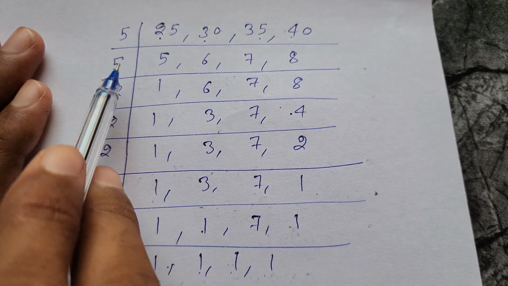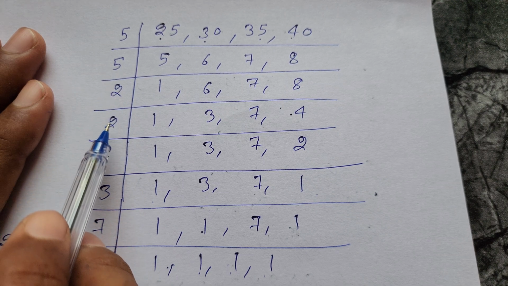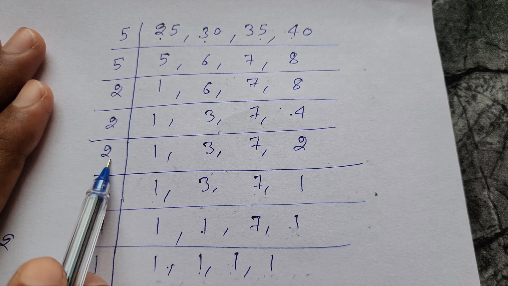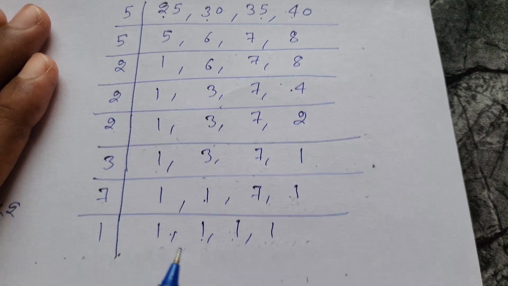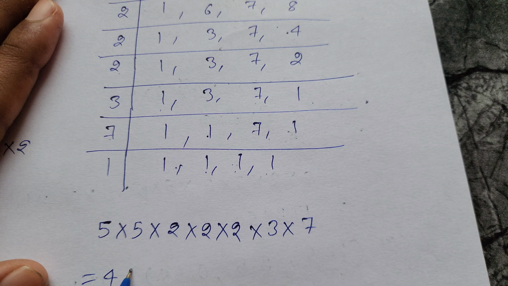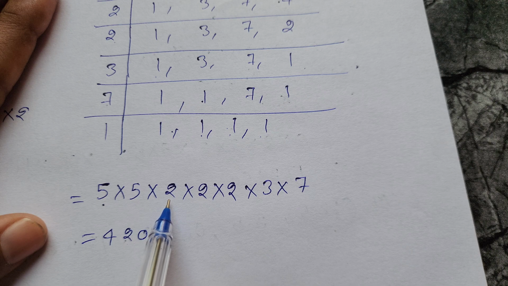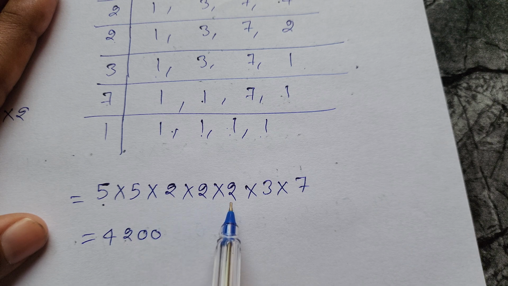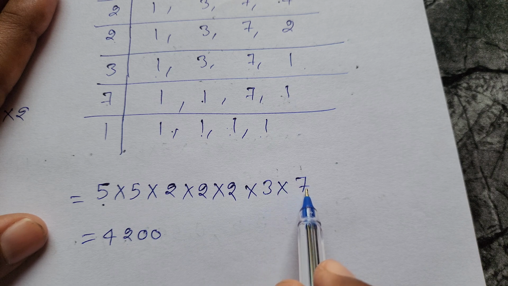So here is 5, 5 5s are 25, 25 2s are 50, 50 2s are 100, 100 2s are 200, 200 3s are 600, 600 7s are 4200. So we write here 5 5s are 25, 25 2s are 50, 50 2s are 100, 100 2s are 200, 200 3s are 600, 600 7s are 4200.